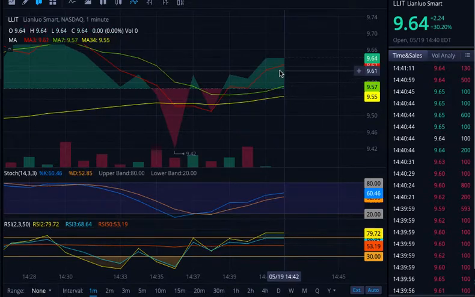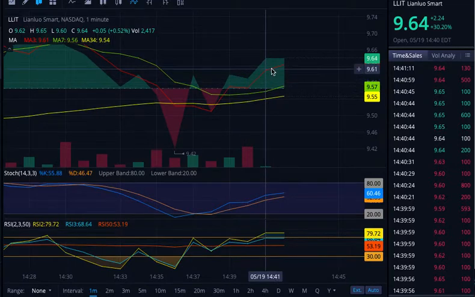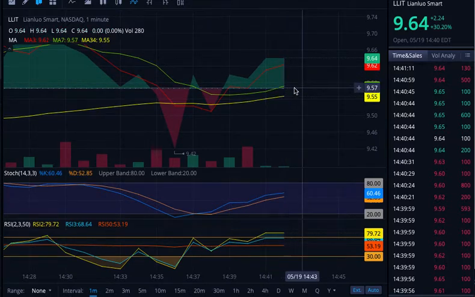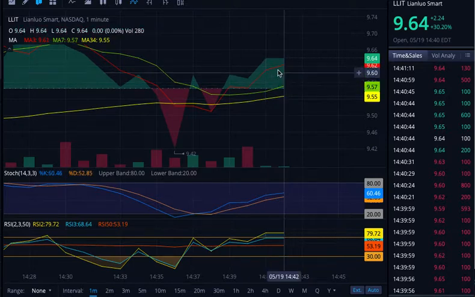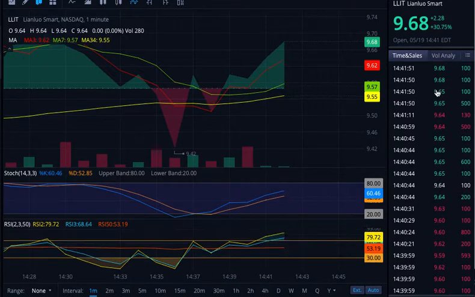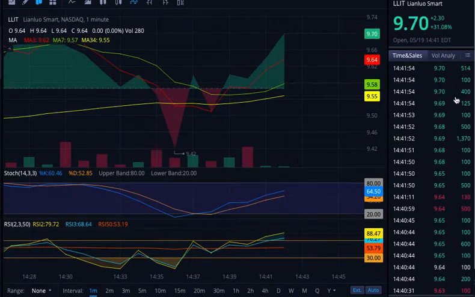Up here you can see where my MA3 and my MA7 and my MA34 lines are in order, showing a slight uptrend, but it's not confirmed because we have a low volume, not enough to support it going higher. And over here you can see where not enough sellers are selling for a high price. Now we have sellers coming in, so now the price is going to go up.